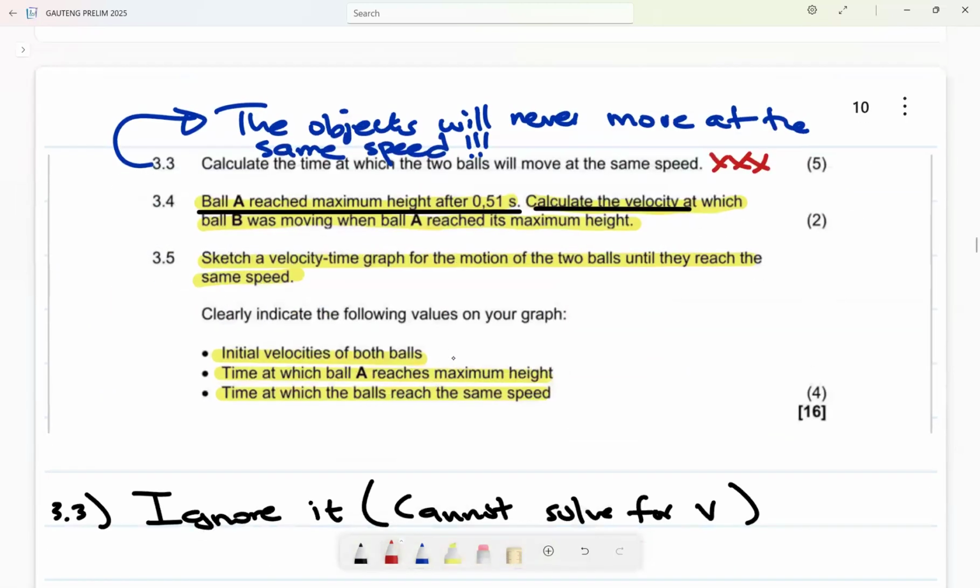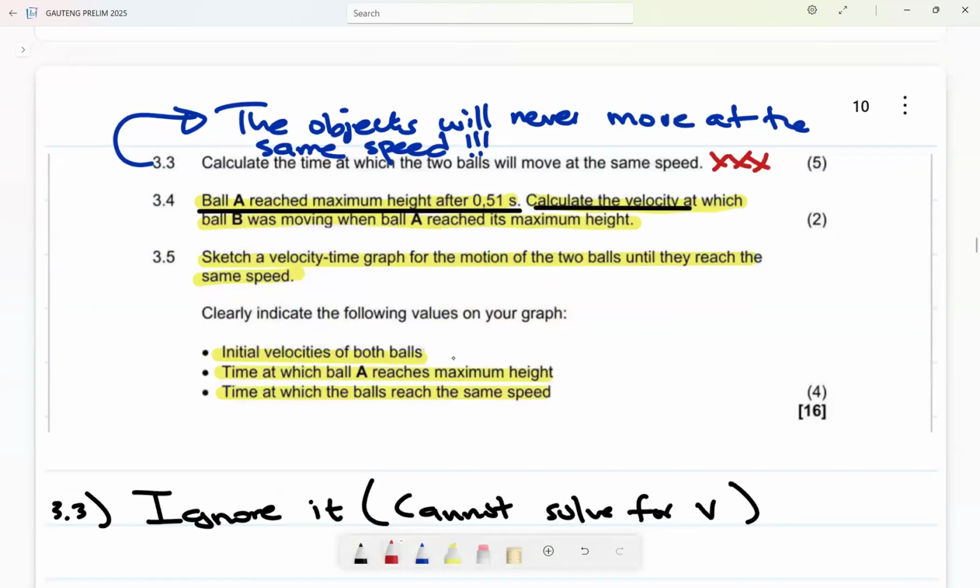Let's move on to question 4. Hopefully it wasn't unfair like this one, but we'll see.